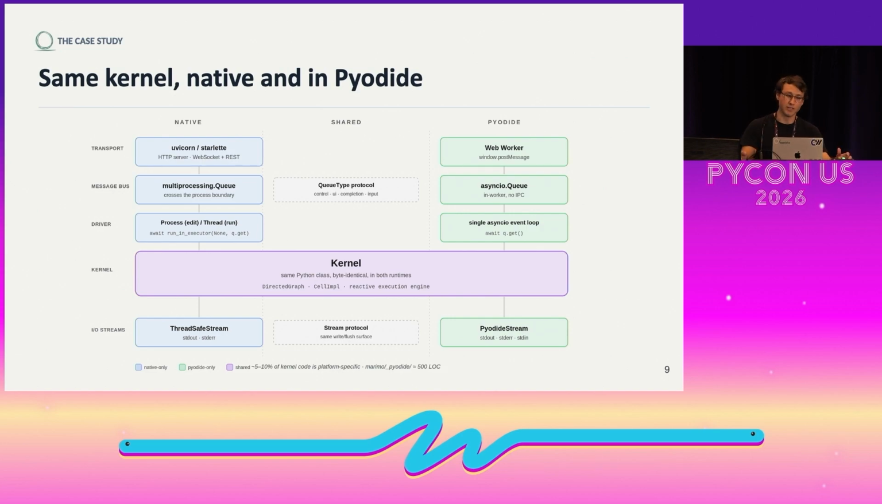So what differs, you can see at the top, we have the transport. Today, Marimo runs in a Starlette server, which serves WebSocket and REST requests. And Pyodide runs in a web worker and communicates over window.postMessage. Our message queue went from multiprocessing to asyncio. And our driver for the kernel, rather than being run in processes and threads, now runs in a single asyncio event loop. And the kernel is all shared. I'm going to touch on a bit of these differences throughout the talk.